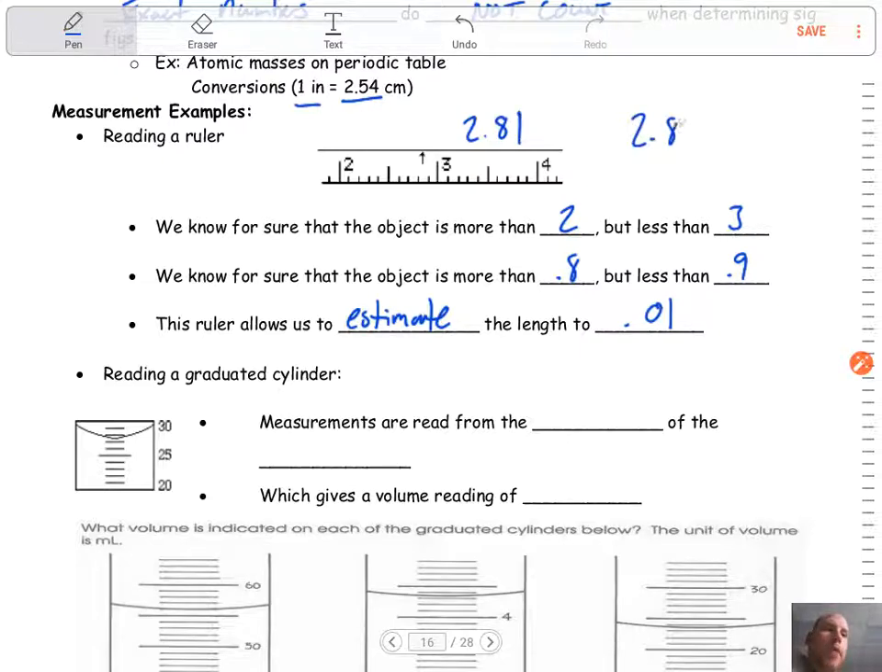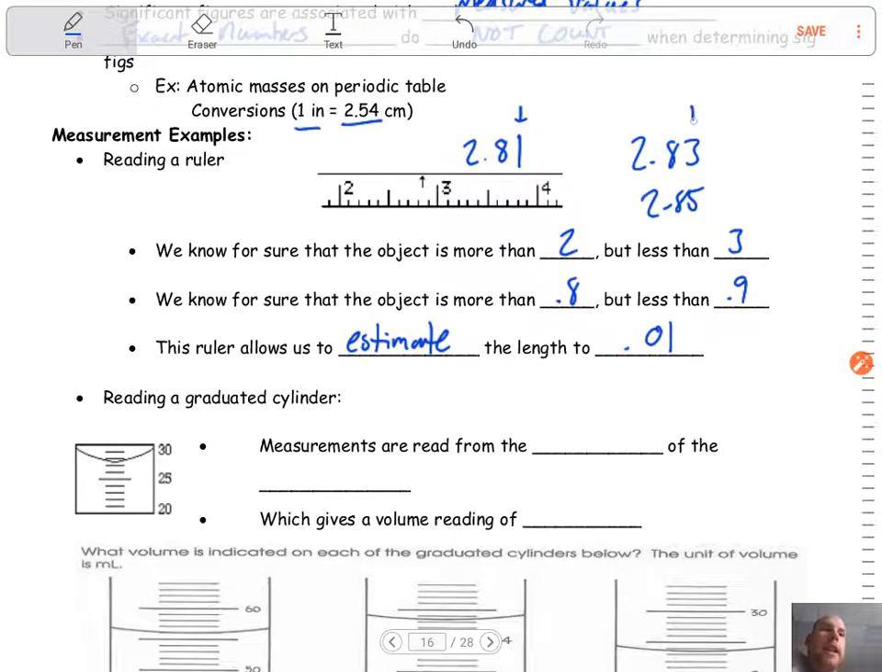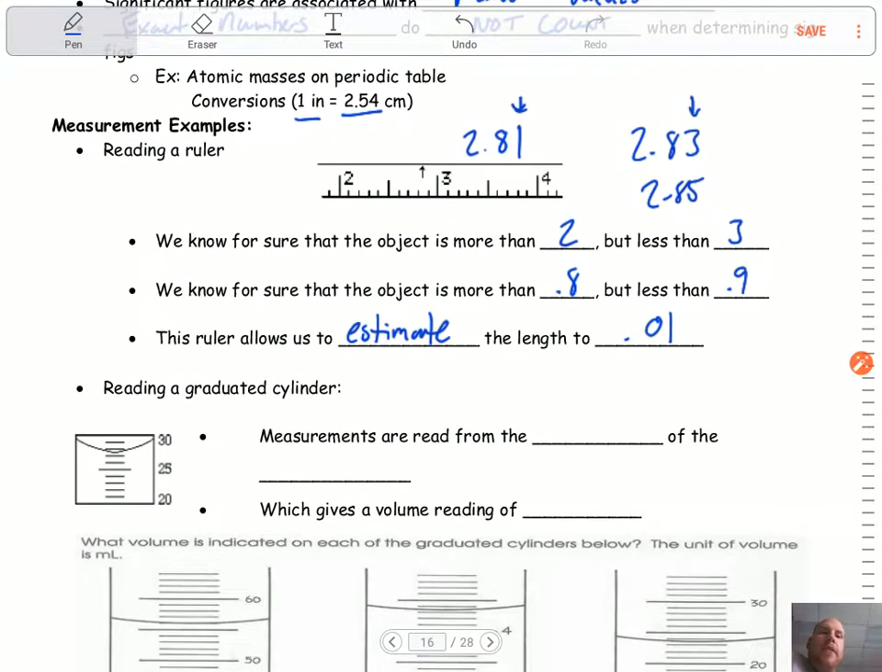You might think it's 2.83 or 2.85. Guys, all of those would be considered correct because that last digit is the one that's estimated. And this is where the uncertainty comes in, because my eye might see it as one thing and yours might see it as another. So this is why significant figures play a big role. It tells us the uncertainty. We know that all three of those numbers are really close, they're not too far off when you get to the hundredths place. Now, if I said 2 centimeters and you said 4 centimeters, that would be a huge difference.